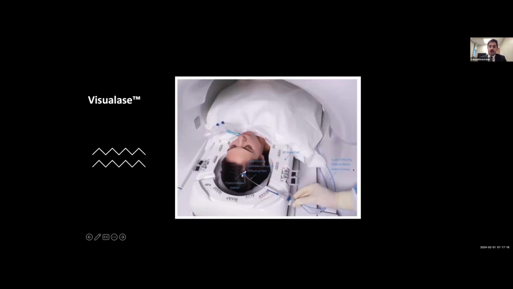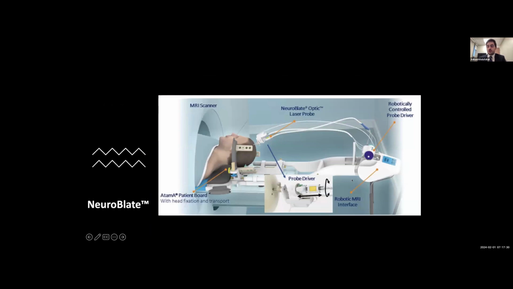So this is how the patient is sitting in the MRI when they have the Visualase. And you can see the bolt being inserted, and titanium bone anchor, and the cooling system and the saline running to the outside of the MRI. And this is the NeuroAblate. As I mentioned, with the NeuroAblate, the patient is in the scanner, the patient has his head fixated, and then there's the probe driver.